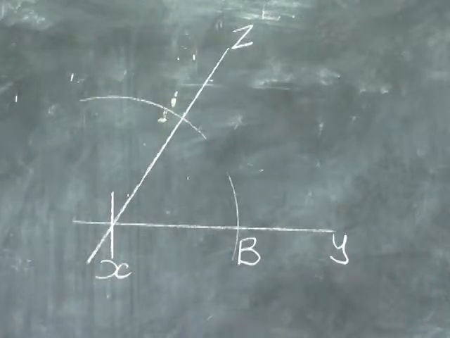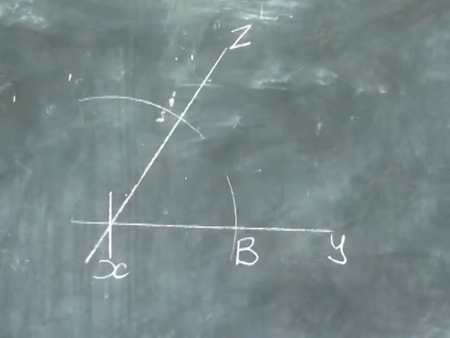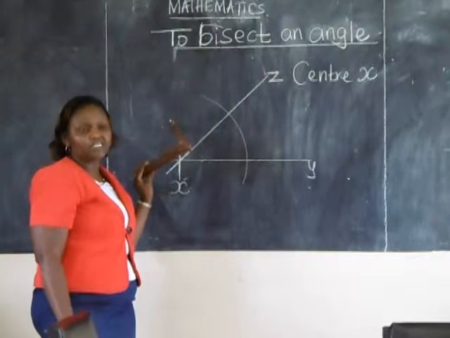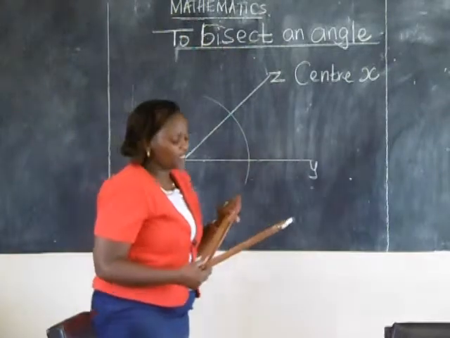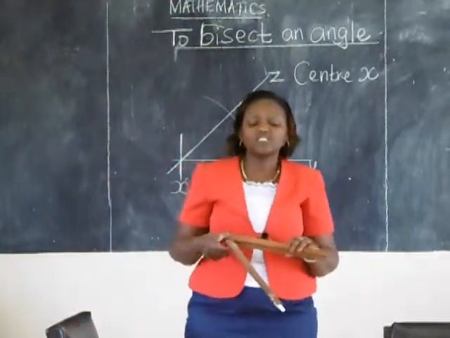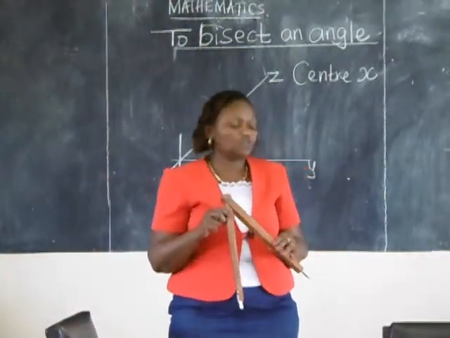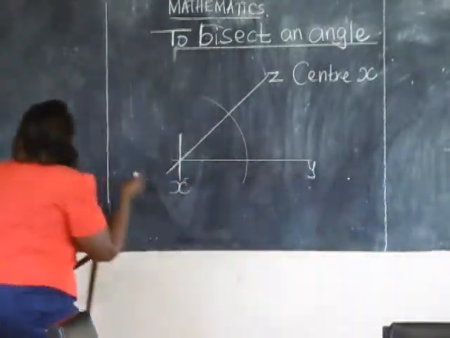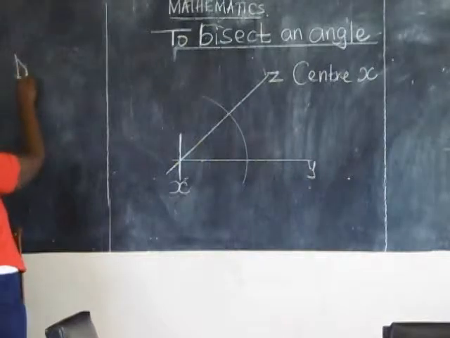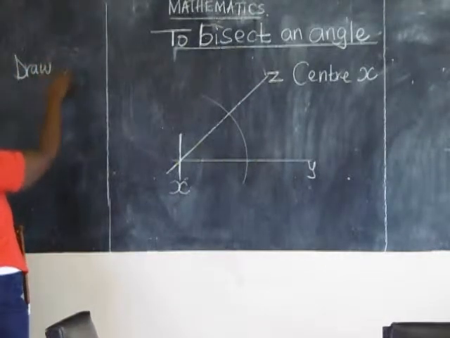Are we together? Good. Now, having drawn our lines here, we come back to our first figure here. Take your pair of compasses. We now want to draw arcs. We are going to draw arcs.